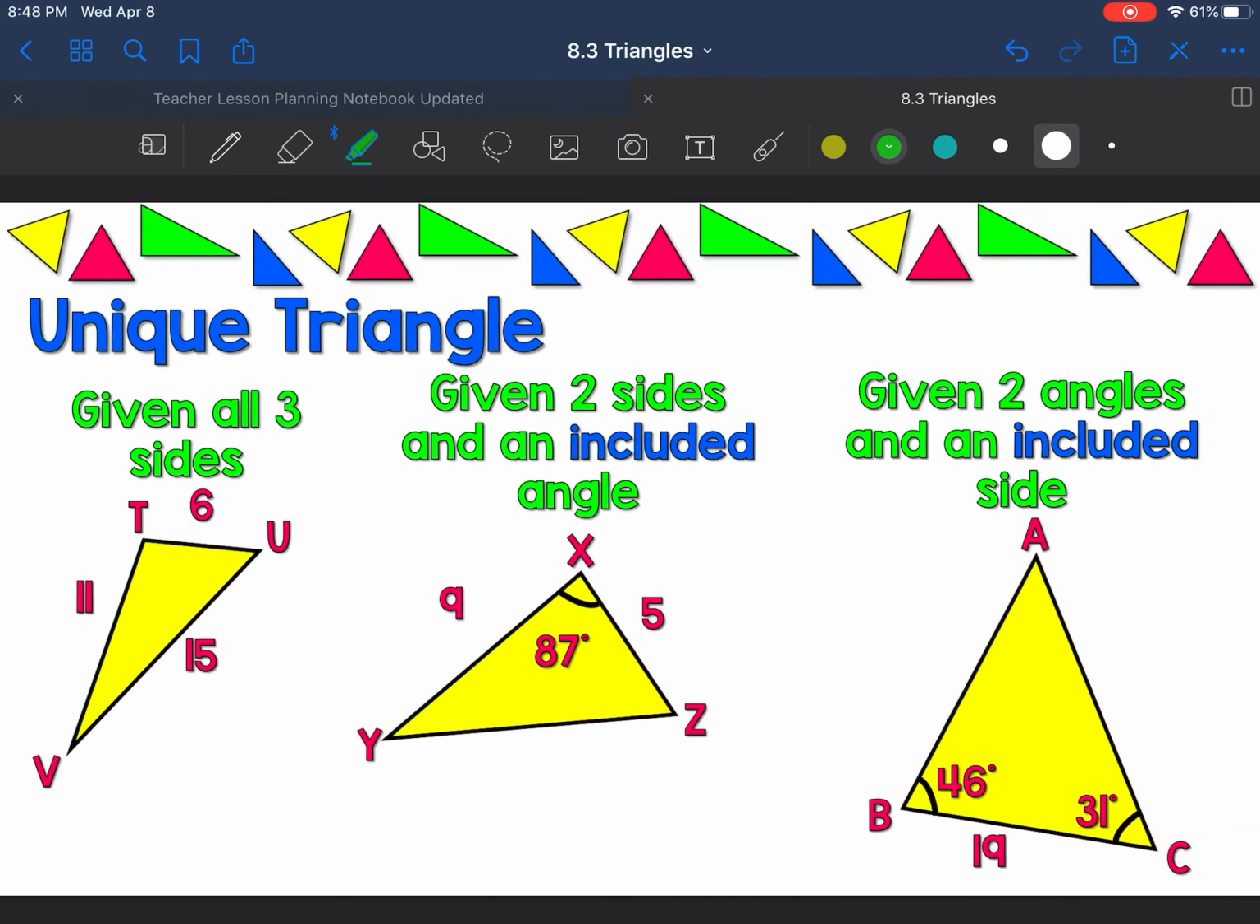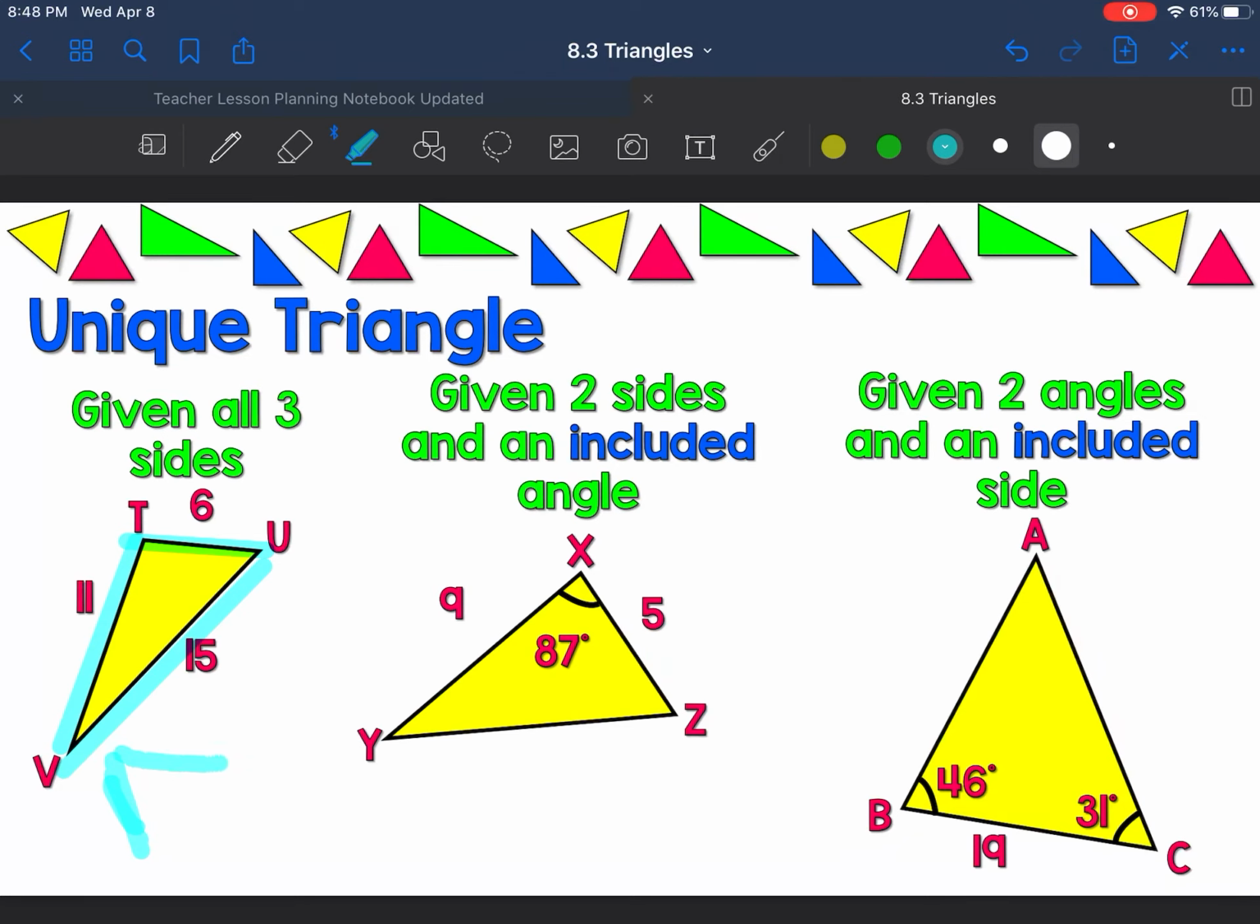Let's take a look now at what we call a unique triangle. Now, you know a triangle can be unique if it has one of these three things. The first thing is that it gives you the measurement for all three sides. So if it tells you that one side is 6, one side's 11, one side's 15, that's unique. There's no other triangle that can have those sides.